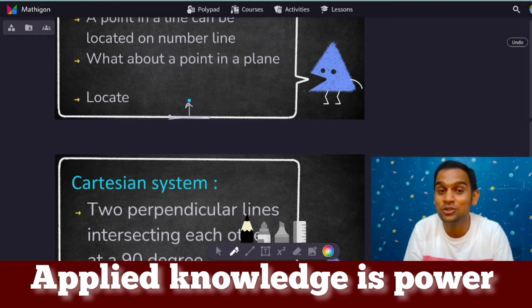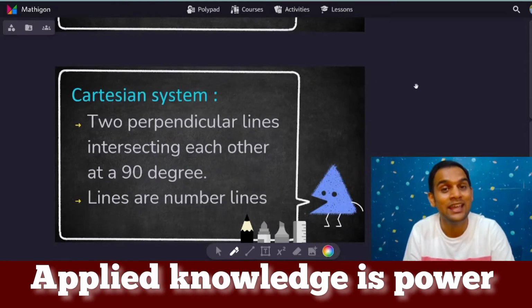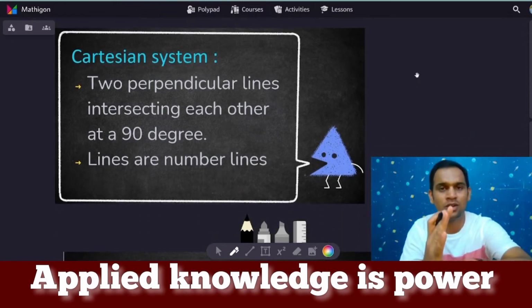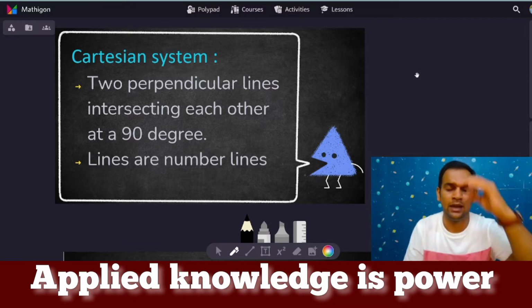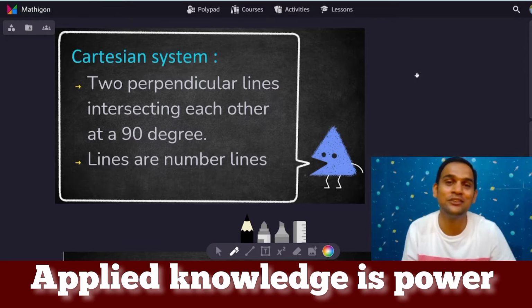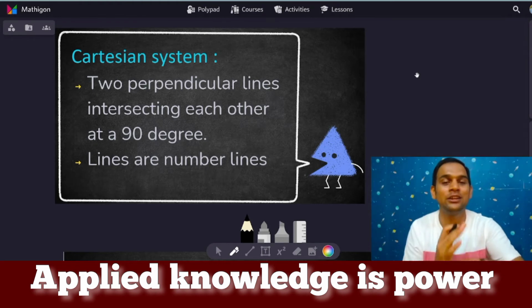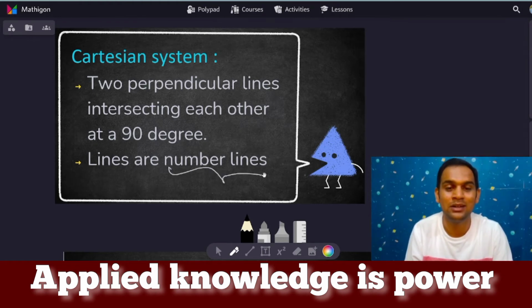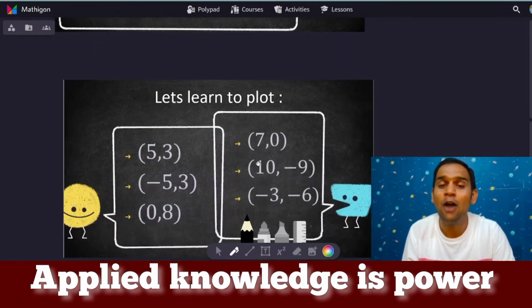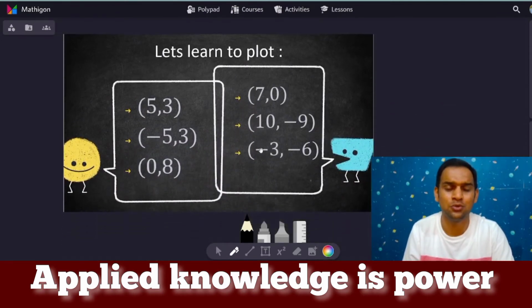So René Descartes thought, why not keep points of reference exactly perpendicular to each other, meeting at a 90-degree angle. And then he further made those perpendicular lines into number lines, and that is how we got the Cartesian coordinate system. So how do we plot such points on the coordinate system?